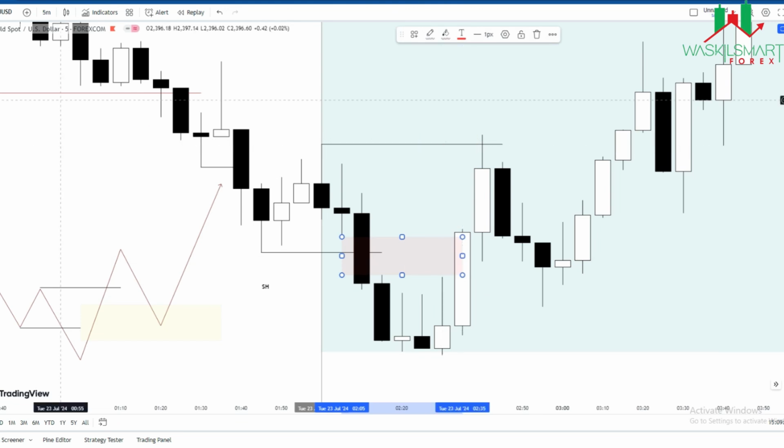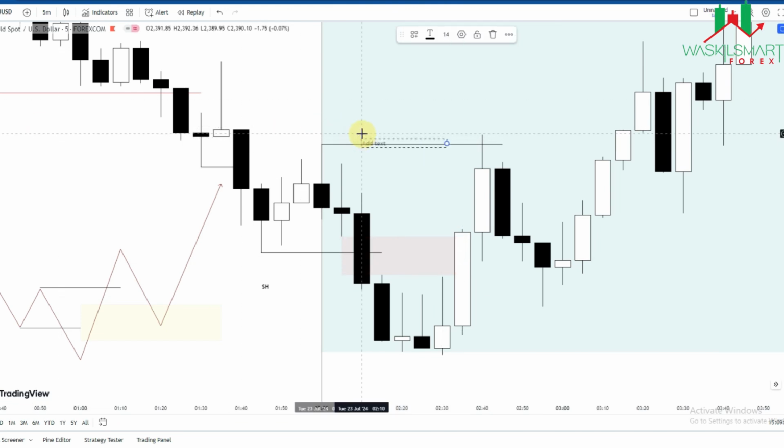So we have MSS. Don't forget the formula. The formula for our strategy is what? Stop hunt plus MSS plus fair value gap. That is what creates our strategy. So we have stop hunt, yes. We have MSS, yes. Now, do we have a fair value gap? Yes. This is the fair value gap here.